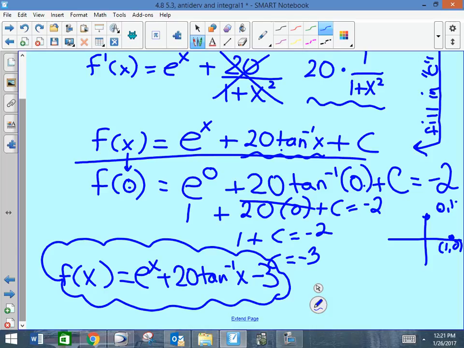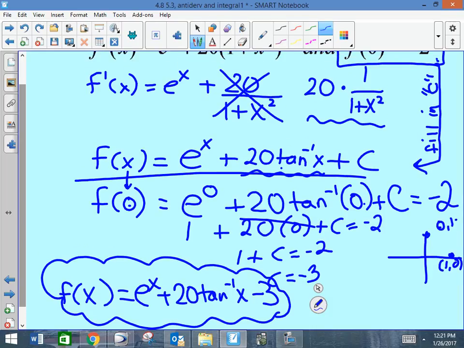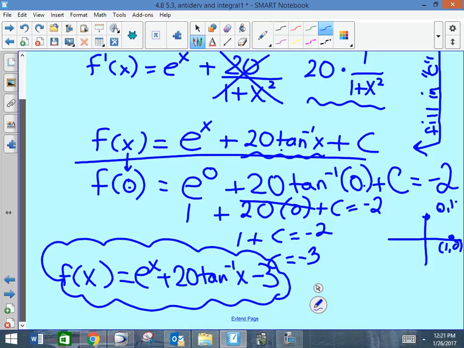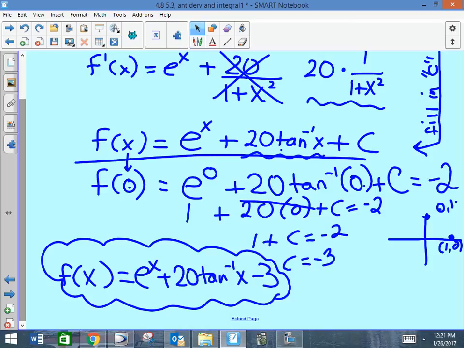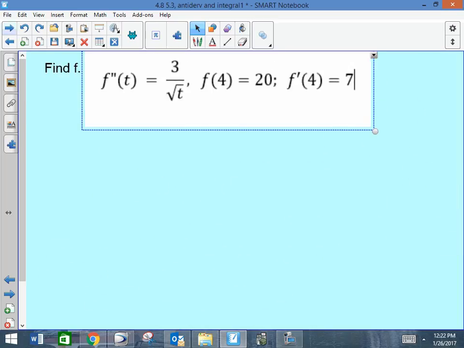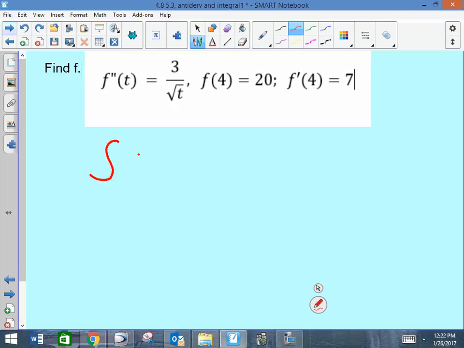You can check it. You could check the first part easily enough, but then you'd also have to check the f of 0. You have to put the 0 back in. I already did that, so I don't anticipate that y'all are going to do that, but you could if you wanted to. Any questions about that? All right, let's try another one. We got one more that we can do. We have f double prime. We have f of 4 equals 20. We have f prime of 4 equals 7. All right. If I do this, what is that going to give me?